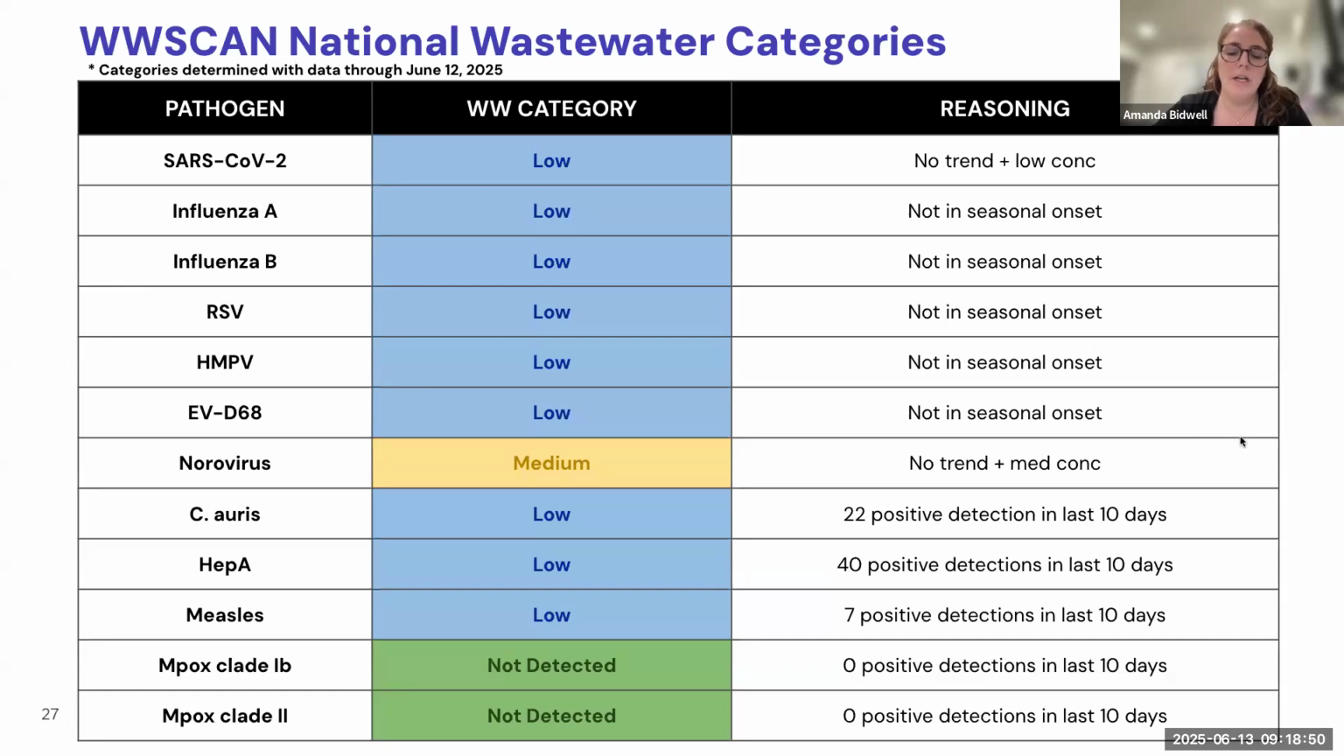C. auris is in the low category due to limited detections. It's a 4.8% detection rate across the whole network. Hepatitis A, we've had 40 positive detections in the last 10 days, with some sites seeing more frequent detections than others. Measles, as Ali mentioned, is in the low category. We've had 7 positive detections in the last 10 days across 4 different states. Mpox clade 1B and Mpox clade 2 are both in the non-detect category since we have not had any positive detections in the last 10 days.